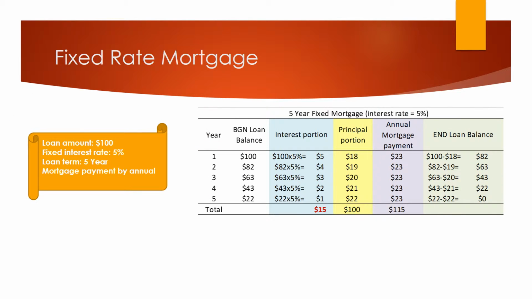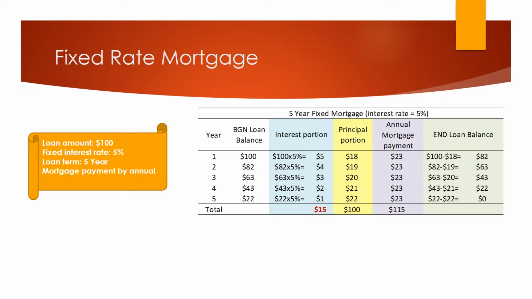In this video, I will start with an example of a traditional fixed-rate mortgage. Let's assume we borrow $100. Interest rate is 5%. The loan will be paid off within 5 years. In reality, the mortgage is usually paid monthly, but for simplicity reasons, for this example, I assume each mortgage payment will be paid once a year at the end of each year.